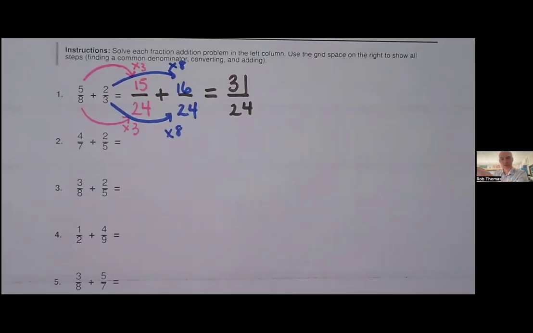You could write this as a mixed number. Like since this is an improper fraction, the number on top's bigger, you could write it as 1 and 7/24. I don't really need you to do that though. I'm happy with the answer, 31/24. We can just leave it as that.